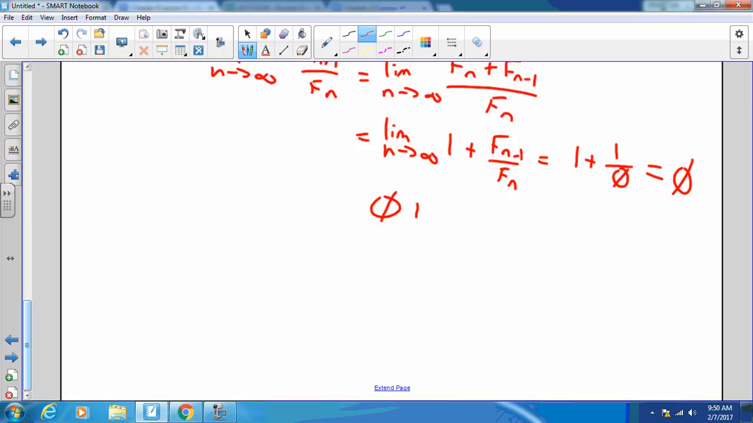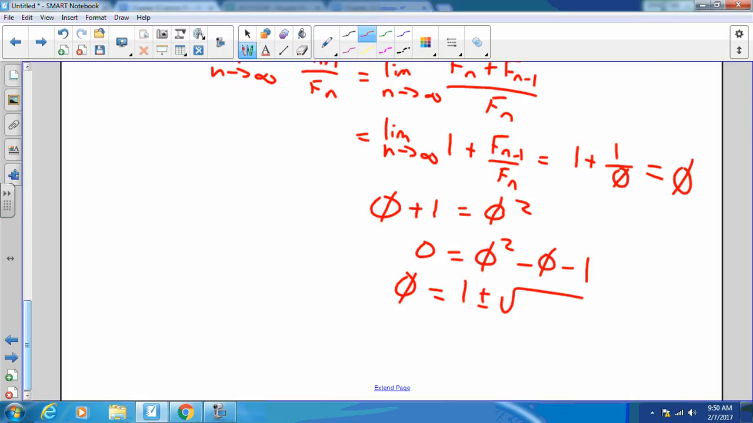Multiply both sides by phi. Hey, we got a quadratic. And we get two solutions for phi. One of them is negative, and so is therefore excluded. And we get therefore that the golden mean is equal to (1 plus root 5) over 2.